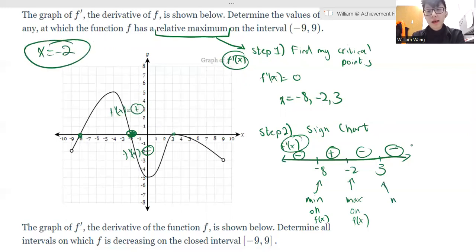Notice at 3, this is going to be neither, because it goes from negative to negative. We don't really have a word for that. That's a critical point, but it's neither a minimum nor a maximum. All right, and again, for this, you can definitely just use your eyes to look.